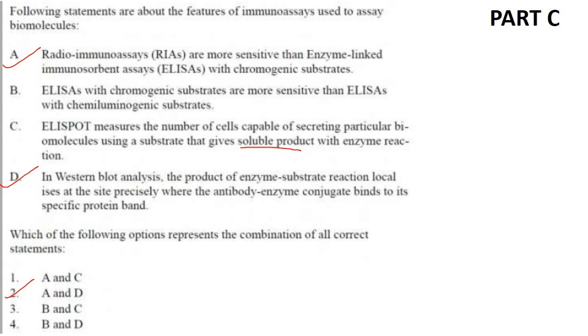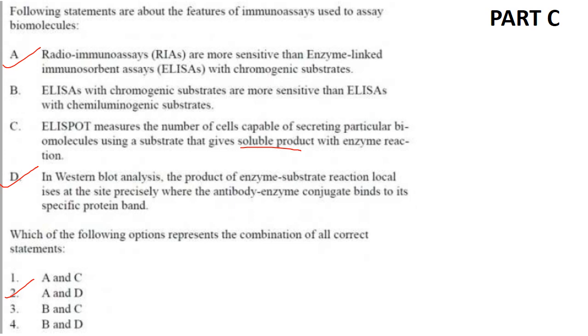Then the next one. C: ELISpot measures the number of cells capable of secreting particular biomolecules using a substrate that gives a soluble product with enzyme reaction. It should not be a soluble product. So ELISpot doesn't give a soluble product. So C is also not correct.